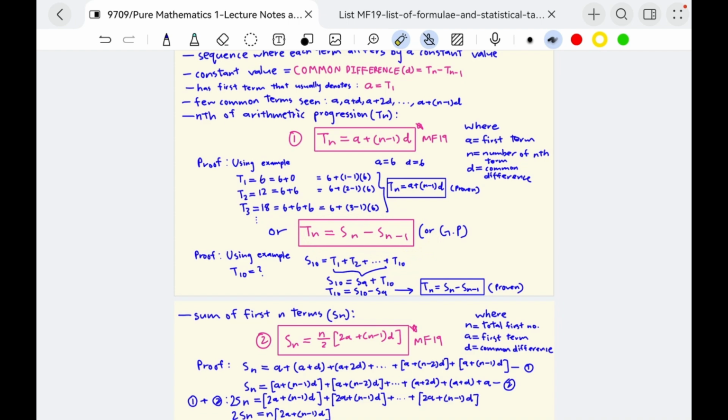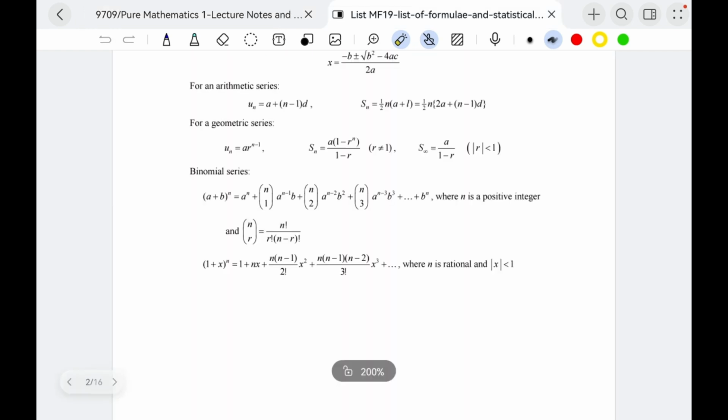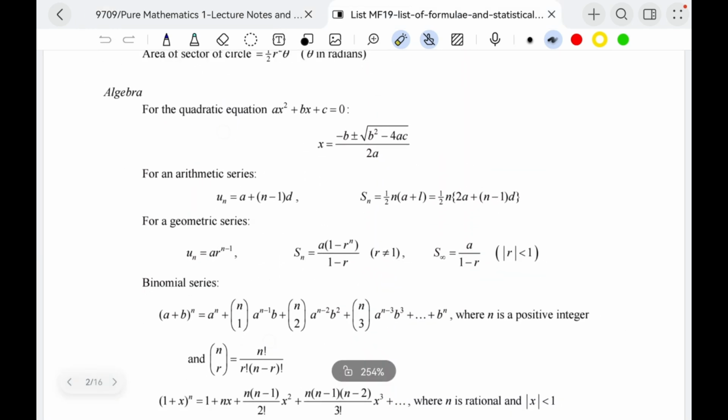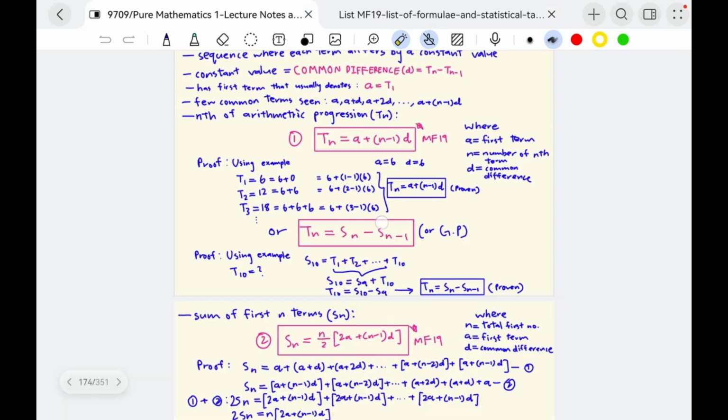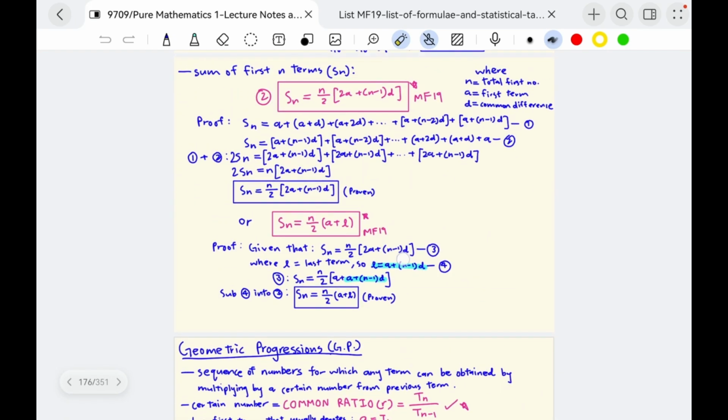Okay, so for mathematics, don't try to memorize. The sole strategy is to do more practice involving this. So let's open the MF19 and see whether the formula exists or not. Okay, it exists, the term for Un or Tn. But it shows Un as well as the Sn like this, where L is the last term. So candidates should familiarize themselves with how to use this formula properly. So it's very fast.